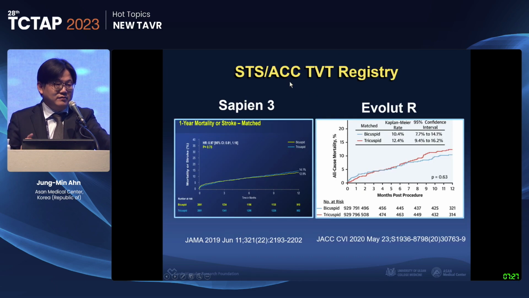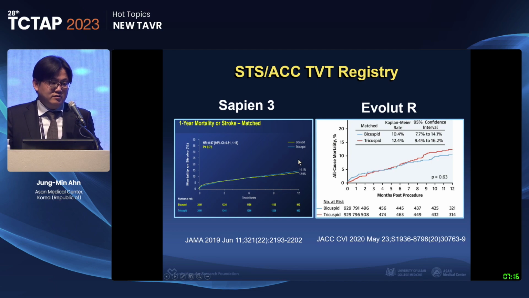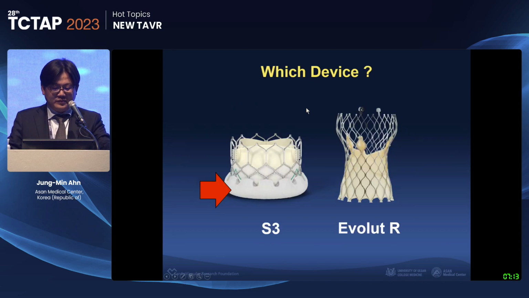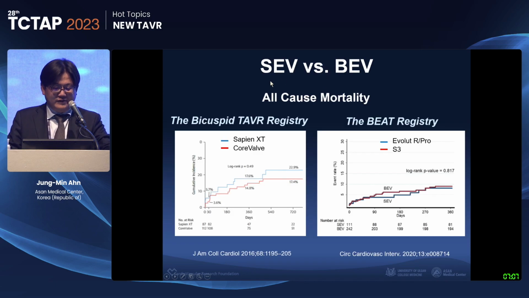But nowadays, several registry data show that with SAPIEN 3 and Evolut R, there is no significant difference regarding the mortality or stroke rate compared with tricuspid aortic valve TAVR up to 1 year. Which device would be better? There is limited data comparing self-expandable with balloon expandable valves in bicuspid aortic valve. Previous bicuspid TAVR registry showed that SAPIEN XT and CoreValve at 2-year follow-up had no significant difference regarding mortality. More recent registry shows that SAPIEN 3 and Evolut R have no difference in mortality.